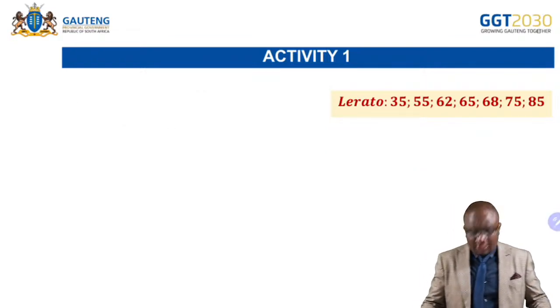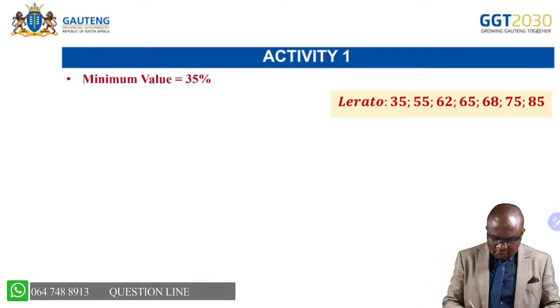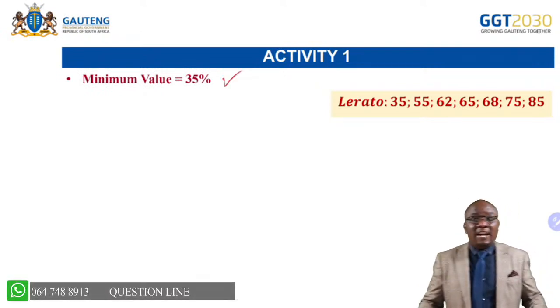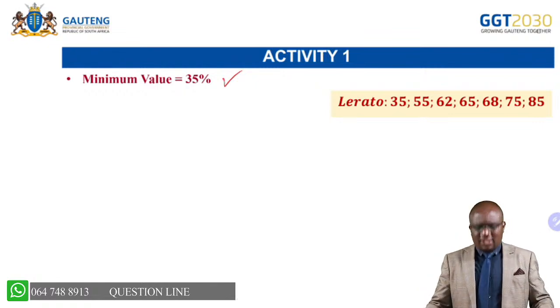Let's go to Lerato. Right, anyone who got the minimum value, let's mark that. The minimum value is 35%. Out of 5 things you must get, this one you must get. What is the maximum value?